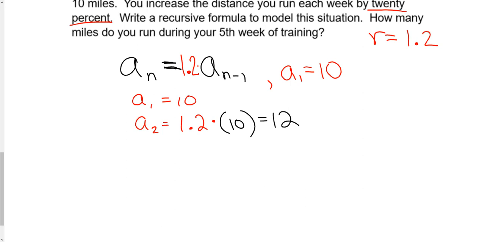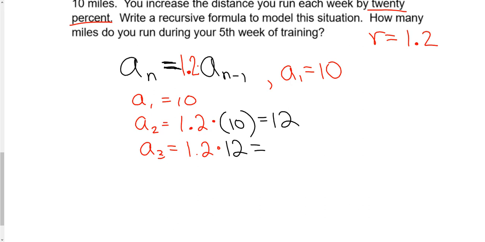20% of 10 was 2. So we add that to the original 10, so now we're at 12. Now we go to A3, so week 3. We're going to do 1.2 multiplied by, well, this is going to say week 2, right, the previous week? And I'm going to go ahead and take that off because I know that week 2 we ran 12 miles. What's 1.2 times 12?